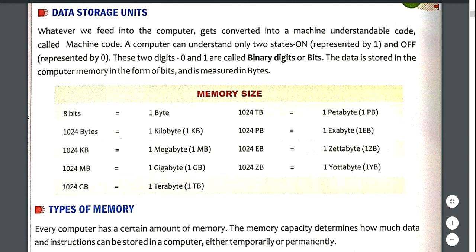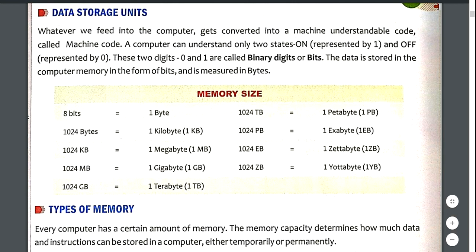Now we will see 8 bits combine and make one byte. Like if you're talking about an example, we can say 0 1 0 1 1 1 0 1. This 8 bit makes one byte.